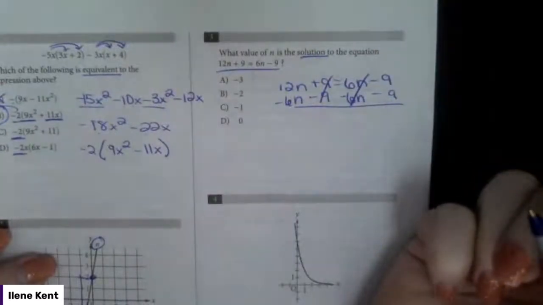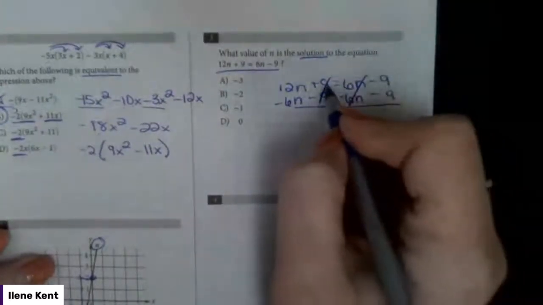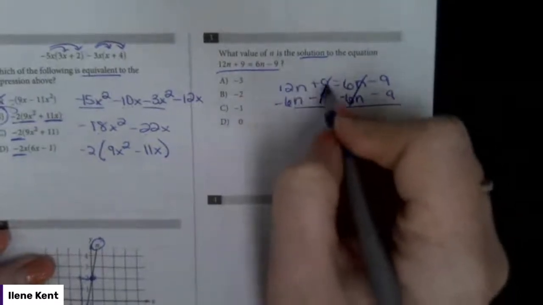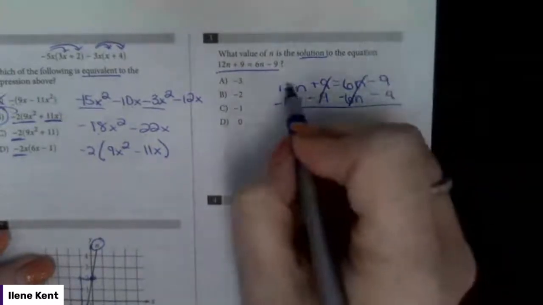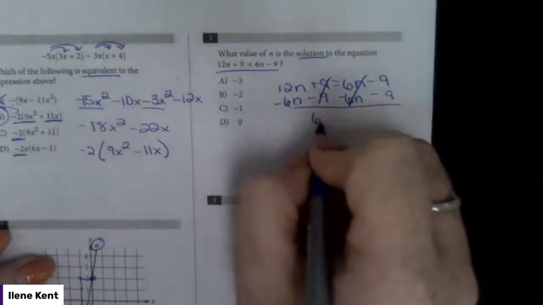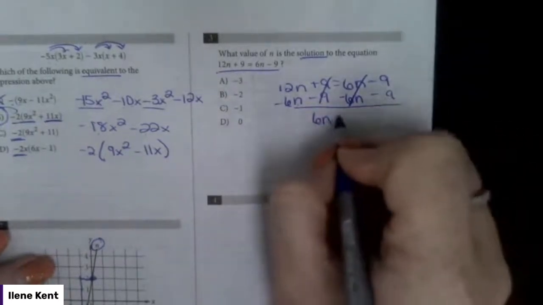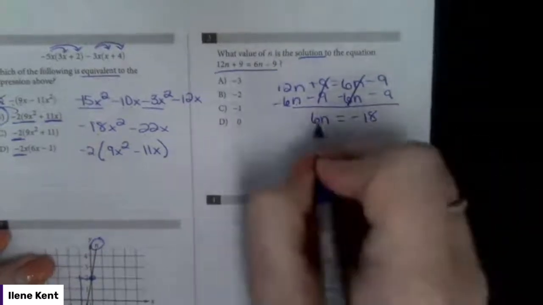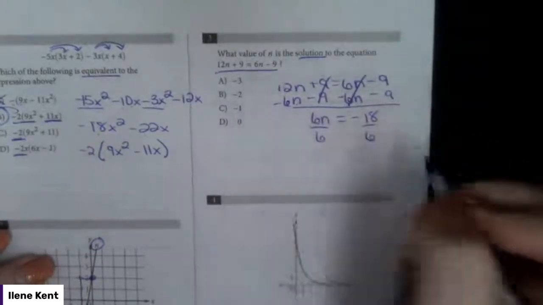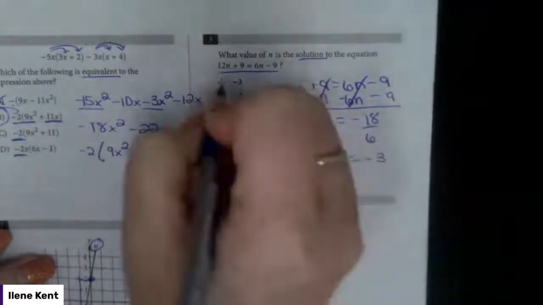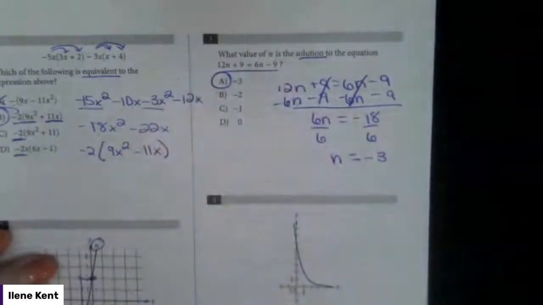Make sure you're always combining your like terms. You can't subtract 9 from the n. They're different. So the n's have to line up and the constants have to line up. So 12 minus 6 is 6n. Negative 9 minus 9 is negative 18. When we divide each of these by 6, n equals negative 3. So we want to pick answer choice A.